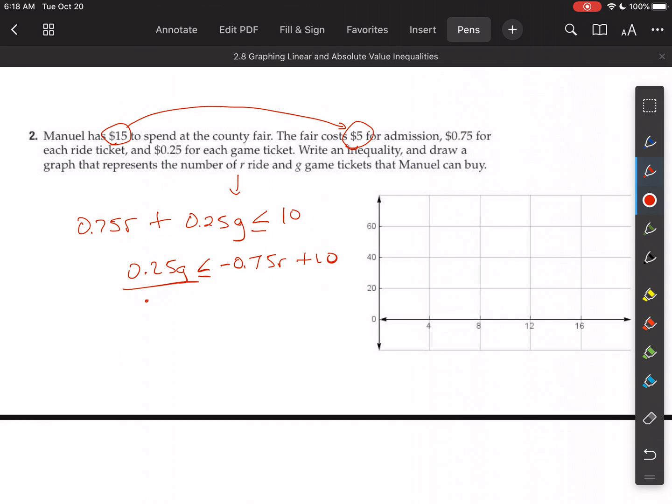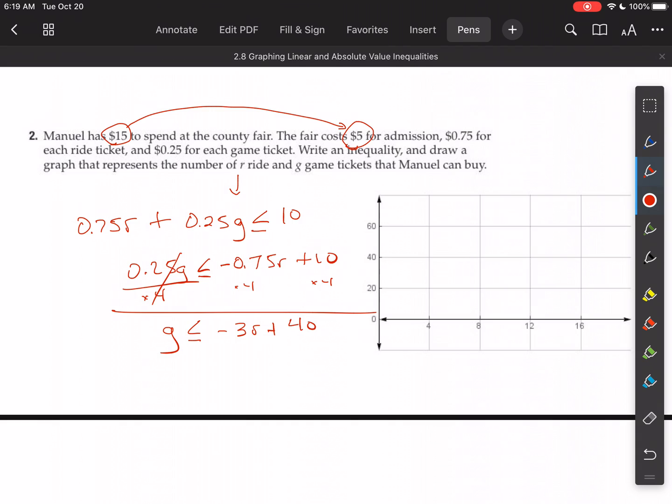Sorry, it looks like 0.4. You're not supposed to use an x in algebra, but whatever. Times 4, times 4, times 4. Okay, so if I do that, what I'm left with is here, this just goes away. g is less than or equal to, if I multiply negative 0.75 times 4, well, 0.75 doubled is 1.5, double that again, you get 3, right? So this is negative 3r plus 10 times 4 is 40.